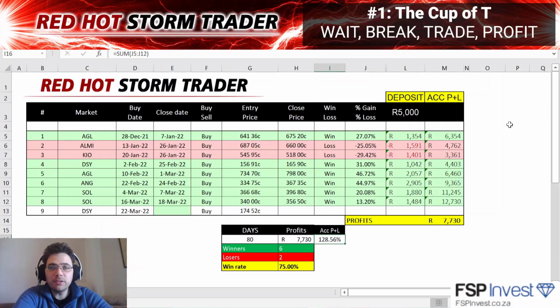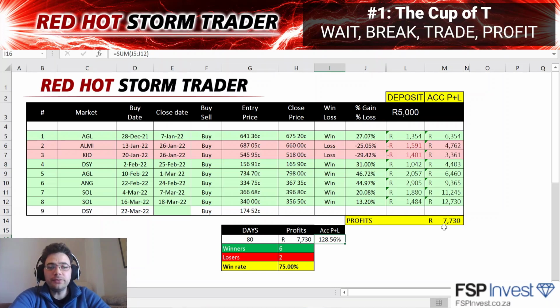Let's take a look at the results for 2022 so far with Red Hot Storm Trader. So as you can see, we have had 9 trades open so far this year, and we have closed 8, where 2 have been losers and 6 have been winners. This has given us a 75% win rate, and if you deposited 5,000 Rand into each trade, you would be looking at 7,730 Rand profit.